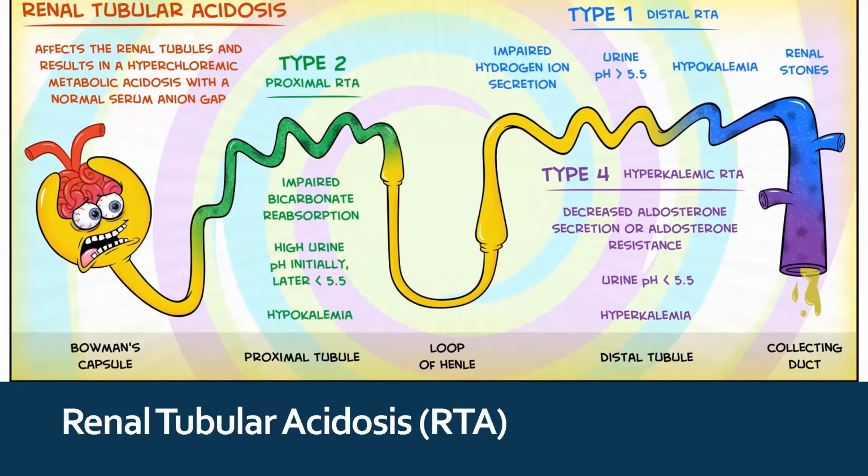And then with a type 1 or distal RTA, you're going to have impaired hydrogen ion secretion, and therefore decreased bicarbonate generation. So then you're going to have a basic urine pH with pretty severe hypokalemia and nephrolithiasis in more chronic cases. Type 4 is less commonly realized in veterinary medicine, more so with people, like Addisonian crises and such.